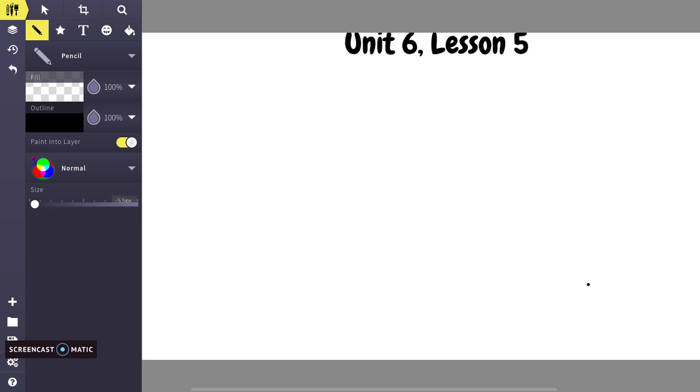Hi, this is Jacob Nash with J&GL, and we're looking at the last lesson of Unit 6, which is Lesson 5, and we're going to look at the angle bisector theorem about similar triangles and proportions of them.